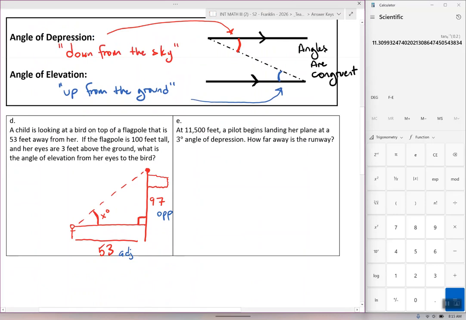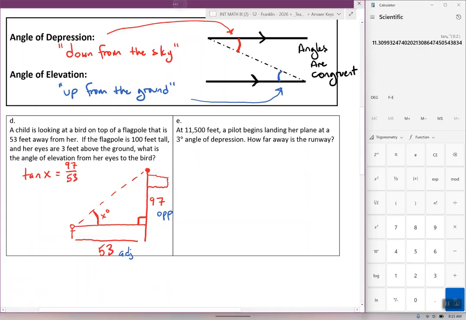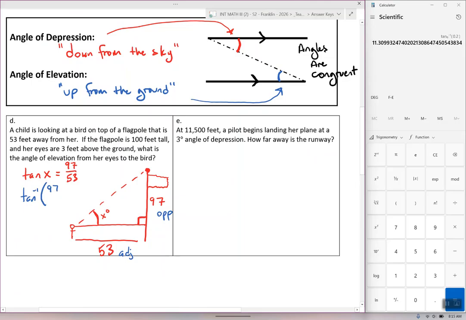So we know that the tangent of this mystery angle is 97 over 53. So we need to use the inverse function of that ratio of opposite over adjacent. So 97 over 53 is going to give us 1.8301, etc. We'll take the inverse tangent of that and get 61.3, we'll call that. So she's looking up at that bird at a 61.3 degree angle.